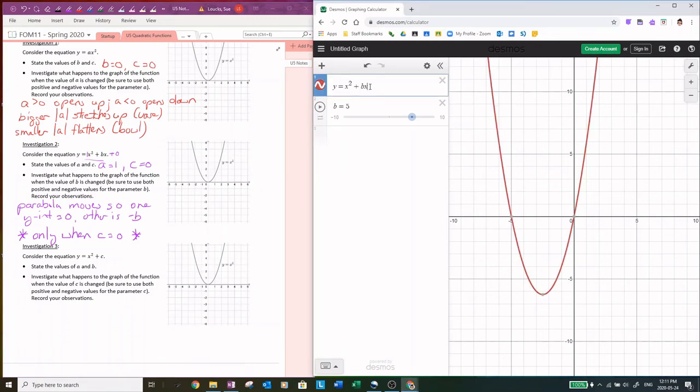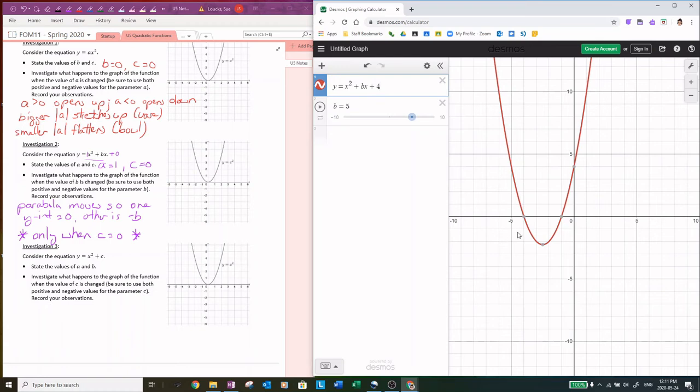But if I come up here and I add +4, so I'll make my c 4, it's moved everything, so it doesn't work anymore. But it does still move it up and left and right. Okay, it's just got a different central point there. Okay, so pause the video, go and do investigation 3, and then come back.